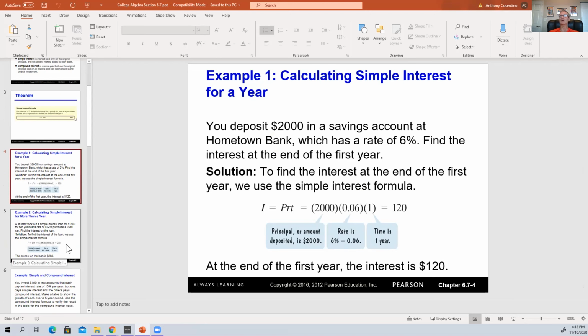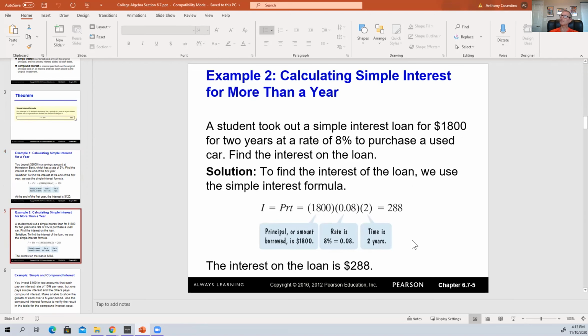So hopefully pretty straightforward. Here's an example of one where you have $1,800, 8% interest, in 2 years. So again, plugging in the appropriate numbers, at the end of 2 years, you would have an interest of $288. And that would work in the opposite. Say like you were paying back a loan of $1,800 and it was a simple interest. What happens after 2 years? You would have to pay back $288.